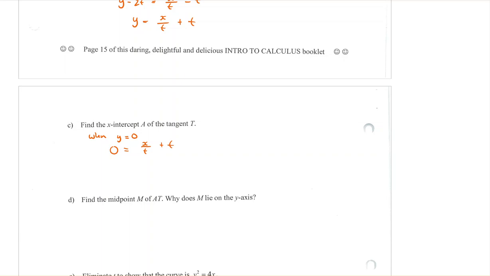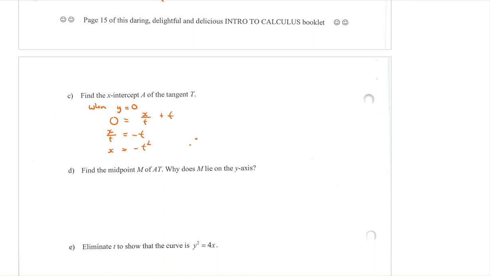So I want to get x by itself. I'm going to leave the x over t and subtract the other t across to the other side. And then I can times my denominator across. T times t becomes t squared, so minus t squared. So that means my coordinates for A, which was my x-intercept, the x value is minus t squared, and of course y is 0.